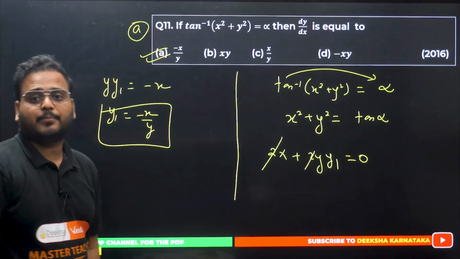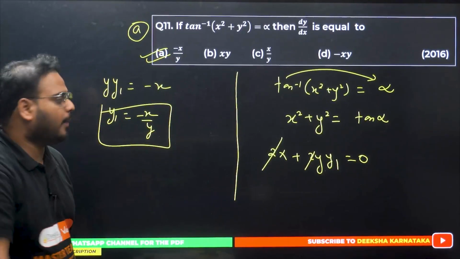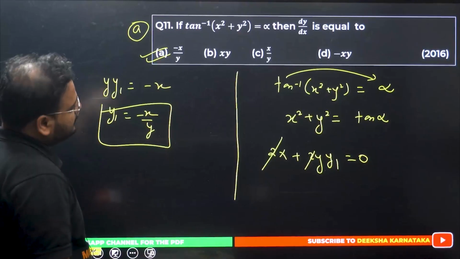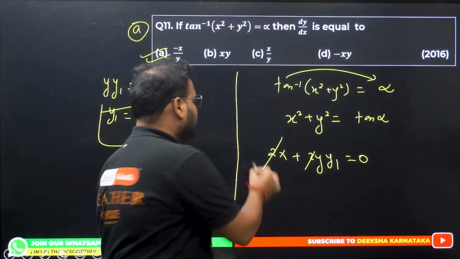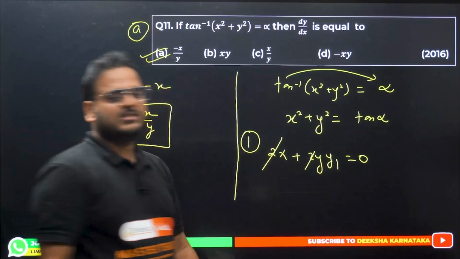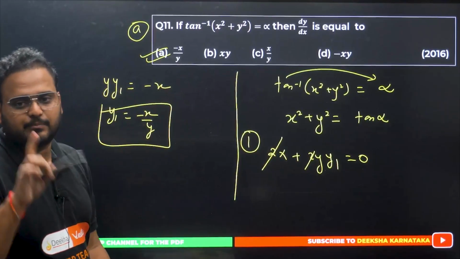Question number 11, option A is correct. Very simple question. Again, a one step problem. This is the only step which is required. This is the only one step problem.